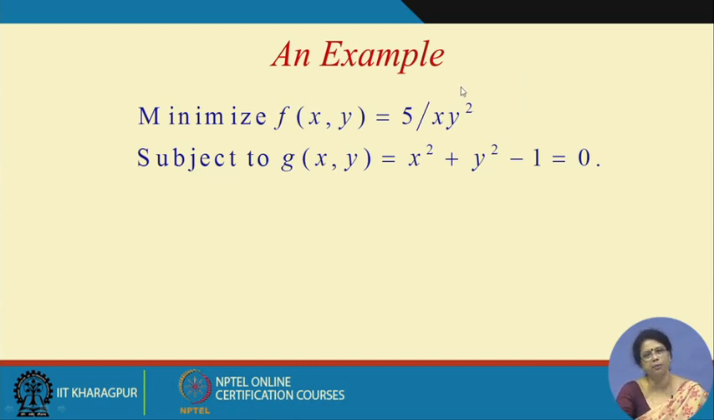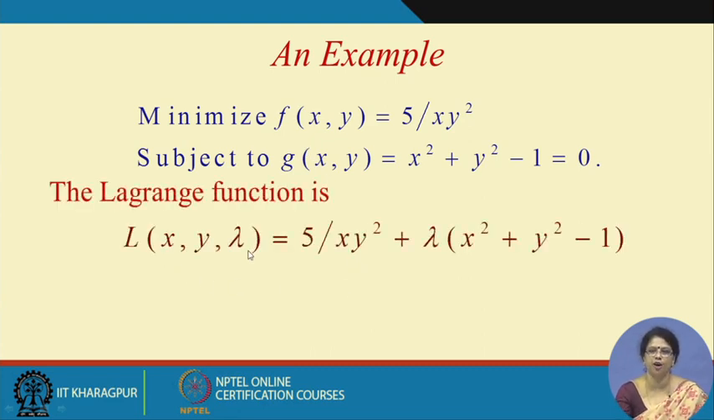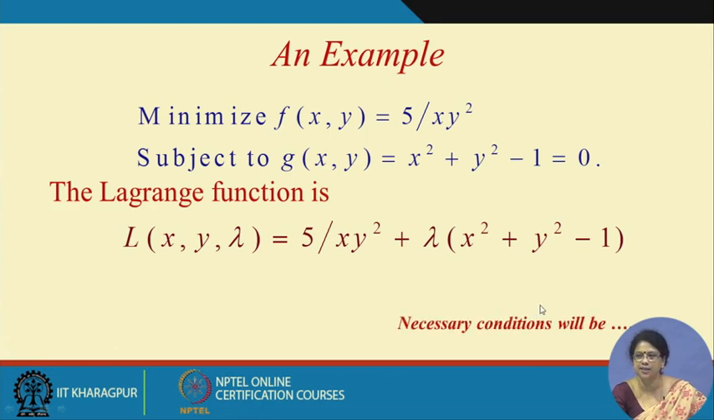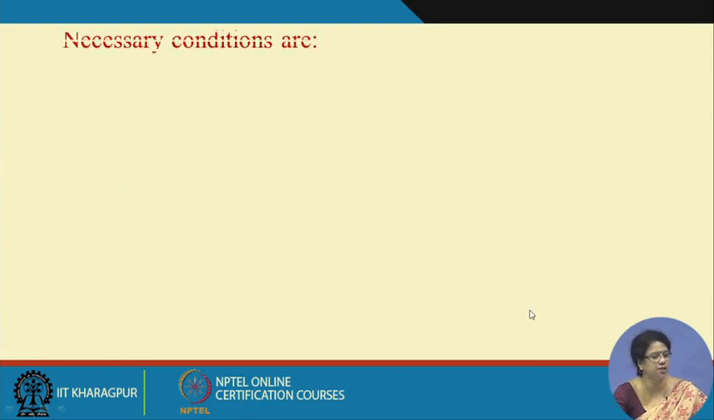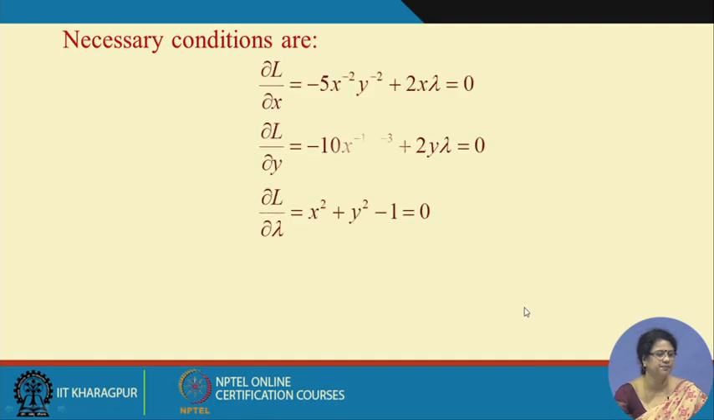Now, for this problem let us apply the Lagrange multiplier method. Let us formulate the Lagrange function after introducing the Lagrange multiplier. Since there is only one constraint, we are introducing one Lagrange multiplier. If we have 2 constraints, we will introduce 2 Lagrange multipliers. Now, you see this is the thing. Now we can go for the necessary conditions, just do the calculations to get them. We will get this.